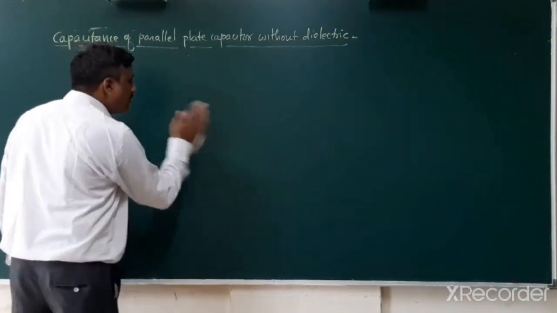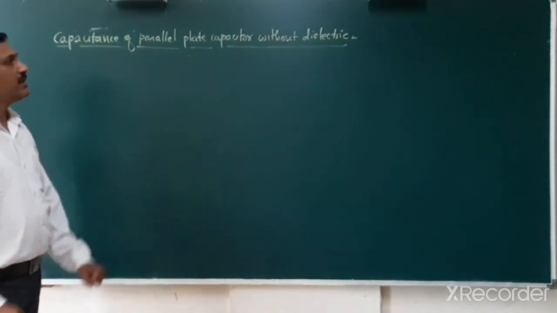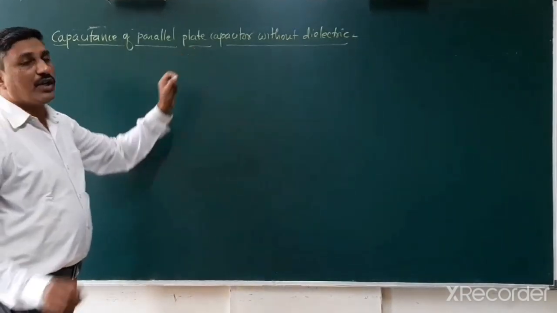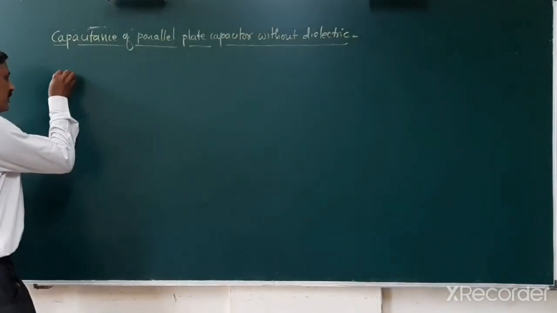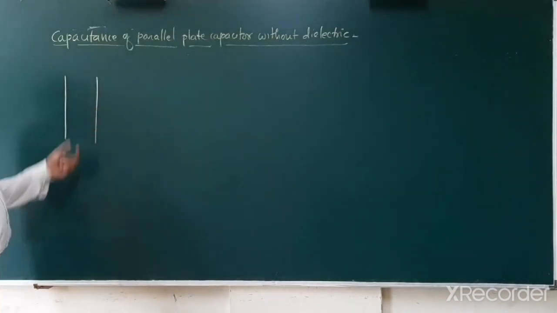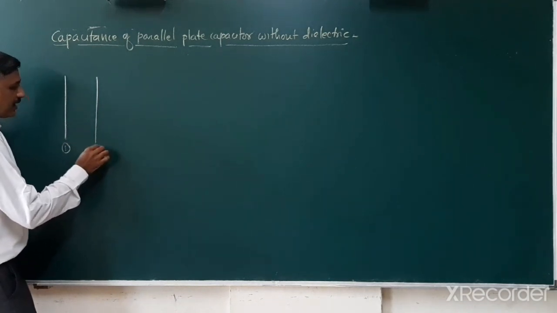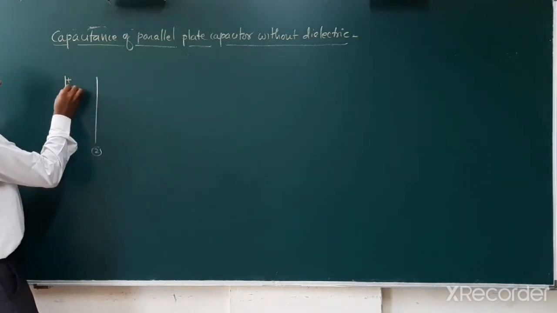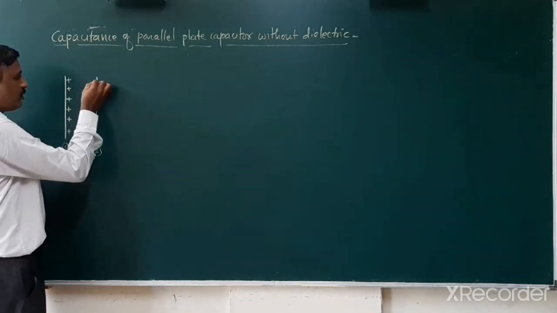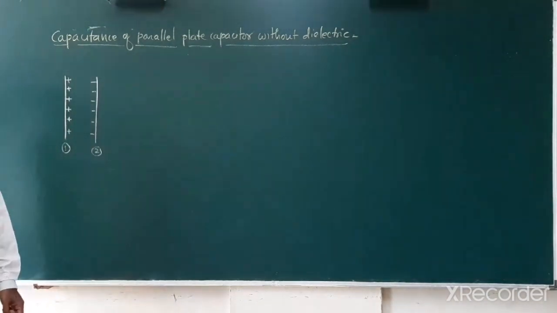Now, these are the three types of capacitor. We are studying the first type, that is the capacitance of a parallel plate capacitor without a dielectric, meaning between the two plates of the capacitor there is no medium. This is my first plate and this is my second plate. Let the first plate be positively charged, so I am drawing the positive charge here. On the second plate there is a negative charge.